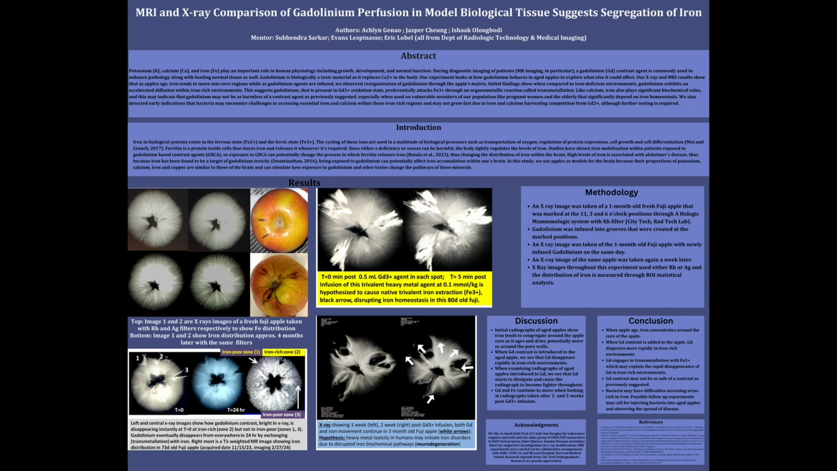The initial radiograph of the apple showed iron tended to congregate around the apple core as it ages and dries, potentially more so around the pore walls. When gadolinium contrast is added to the aged apples, we see that gadolinium disappears from the well quicker in an iron-rich environment than in an iron-poor environment.